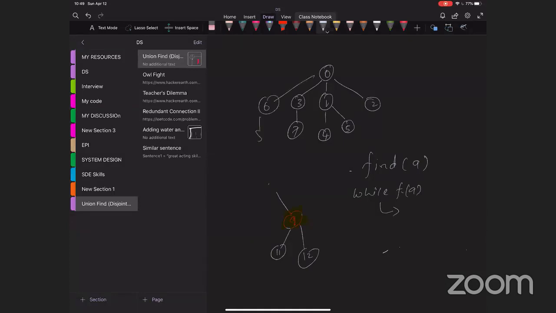So 6, 8, and 10 become children here. And then 9, 11, and 12 come here. So whatever path I took to find my root, I made all of that path a direct child of the root node.